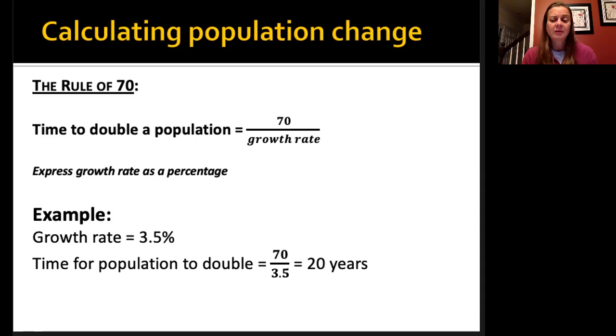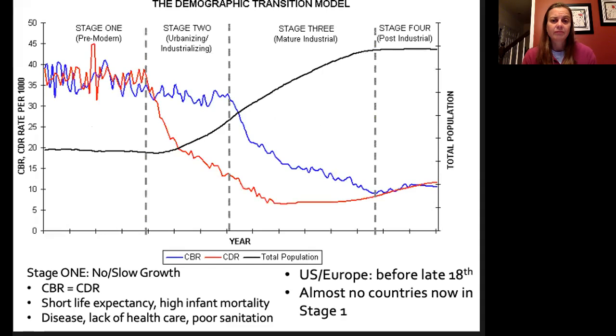Okay, let's talk about the demographic transition. So this is a combination of economics and human population dynamics. So when we talk about the demographic transition, we talk about four stages. The first stage is the one that we call pre-modern. The second stage we call urbanizing or industrializing. You will frequently hear this called the transitional stage. Stage 3 is the industrial stage or the mature industrial stage. And stage 4 is post-industrial.